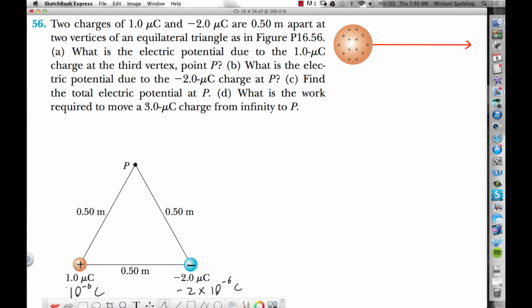Hey, are these big dudes or little dudes? Big dudes. These are big dudes. Big dudes create the electric field. Little dudes are the ones that go into a field and experience a force, so they get moved around.